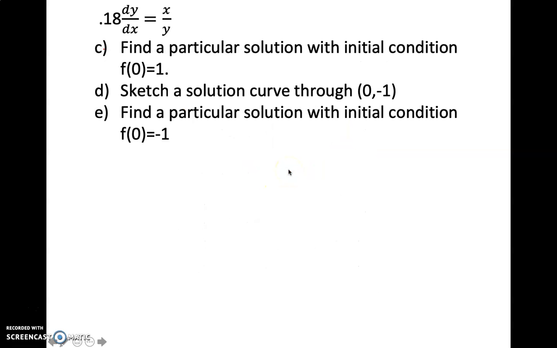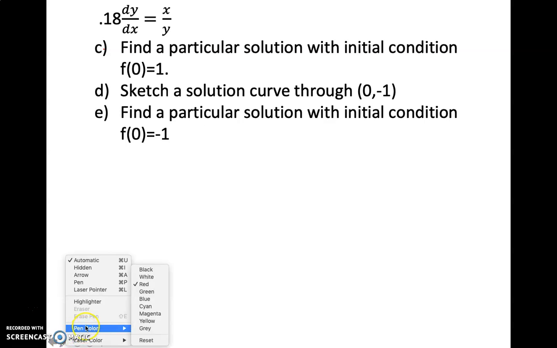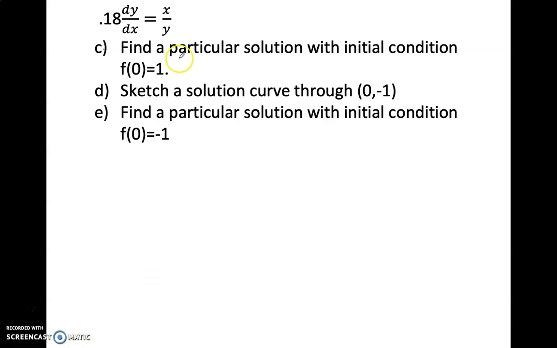So letter C, this is the fun part where we actually get to do particular solutions. And it's going to be just like what I did on number 17. Bottom line, what we need to do is solve this differential equation. After we do that, it says sketch a solution curve, which is much the same way we did before. And part E is find a particular solution with this initial condition. So we're going to be finding both of these.